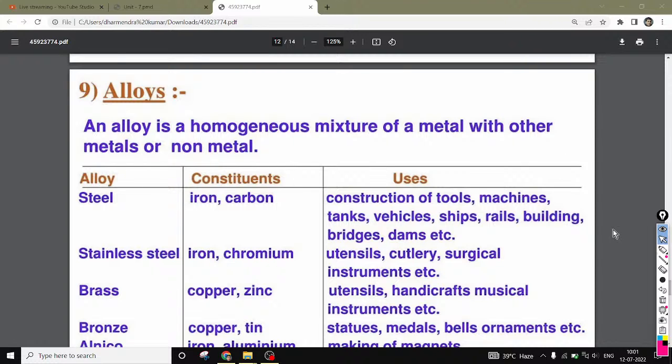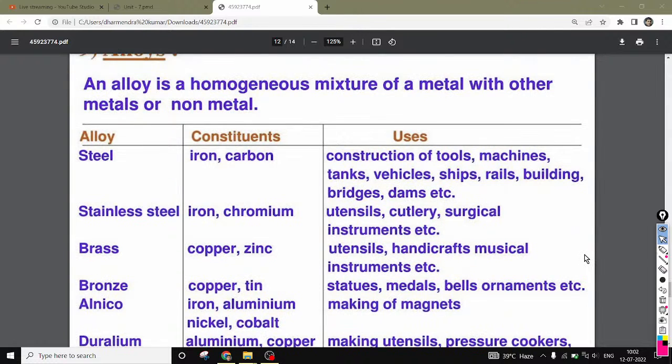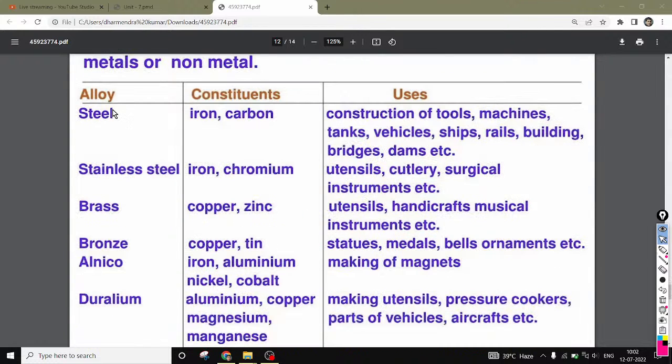So here you can see some list of alloys, right? Like steel. Steel is an alloy. You have heard about this steel, and how this steel is going to form. By the mixture of iron and carbon, right? When you mix this iron and carbon to form steel, and this steel is very important for us to make utensils and for construction of tools, machines, tanks, vehicles, shipyards, rails, buildings, bridges, dams, etc., right?